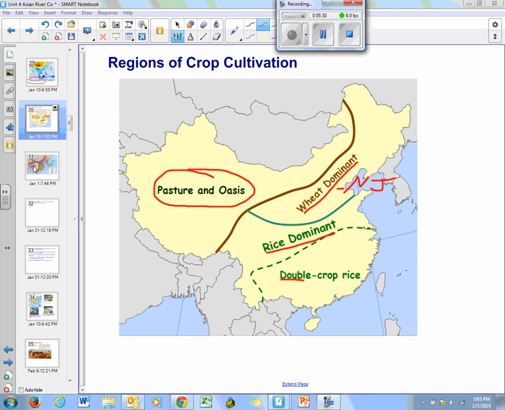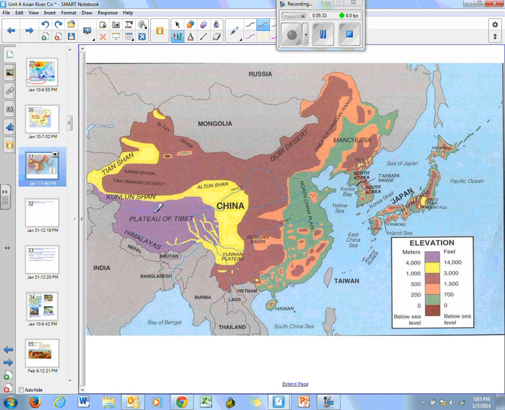Let's turn to the next slide. Here's a more thorough view of China, and what are we looking at here? Please talk to your neighbor and discuss what kind of map this is while taking some notes. Please pause the video.